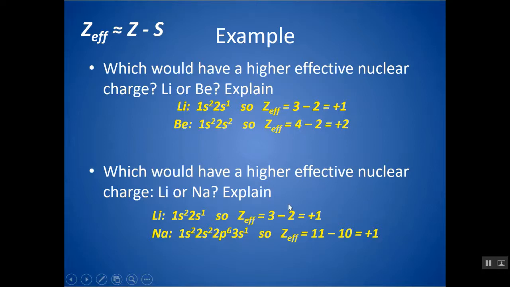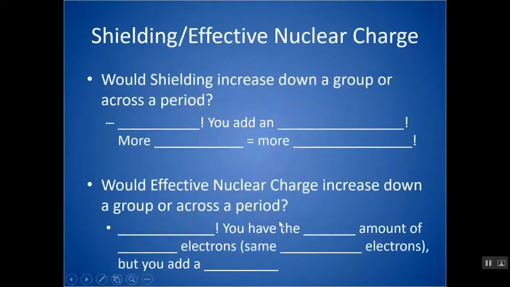Okay, cool. What do you notice as you go down a group? The effective nuclear charge is not changing because even though I've essentially added on a whole other energy level, I have more total protons, but I have more shielding electrons that cancel it out. So this is a really good thing to start seeing.